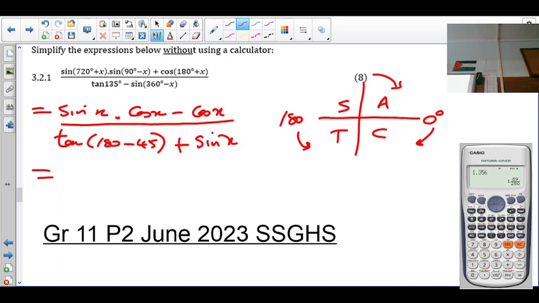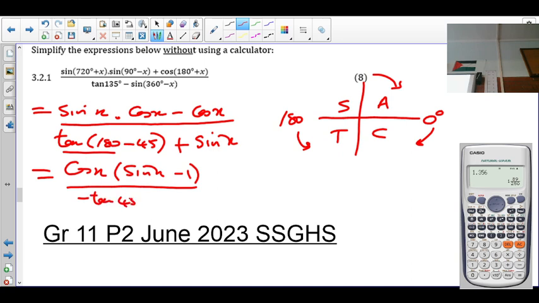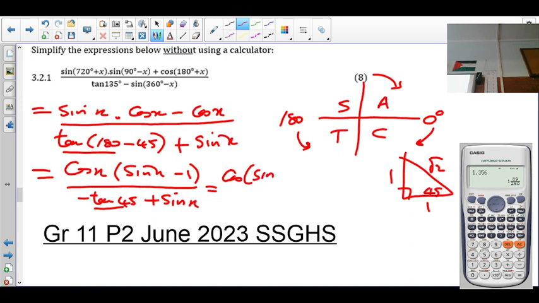As you see in the numerator, we have cos of x as a common factor. We take out cos x as a common factor, and are left with sine x minus 1. In the denominator, that is going to be negative tan 45 plus sine x. Tan of 45 is 1 over 1, coming from your special triangle here, 1, 1, and root 2. So it becomes cos x times sine x minus 1 all over negative 1 plus sine x.